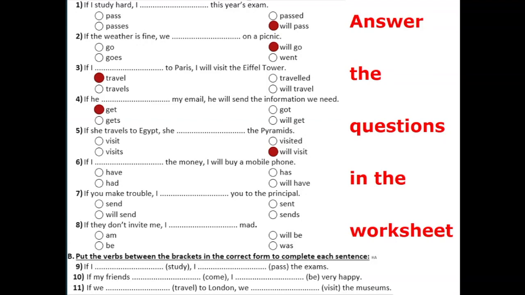If she travels to Egypt, she will visit the pyramids. If I have the money, I will buy a mobile phone. If you make trouble, yes, I will send you to the principal. If they don't invite me, I'll be mad. Okay? By this, we come to the end of our lesson for today. Thank you for listening and have a good day.